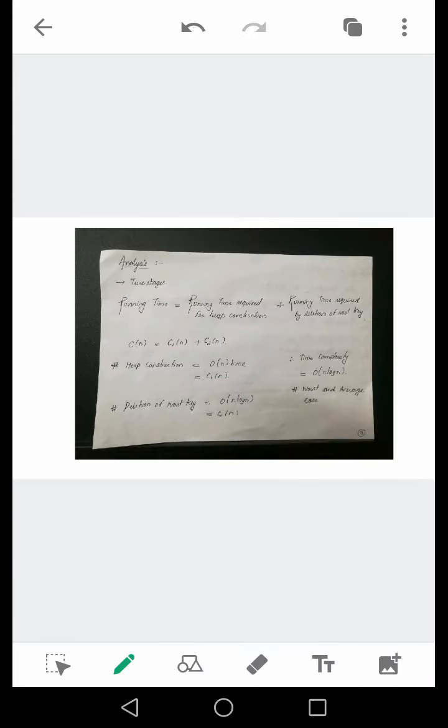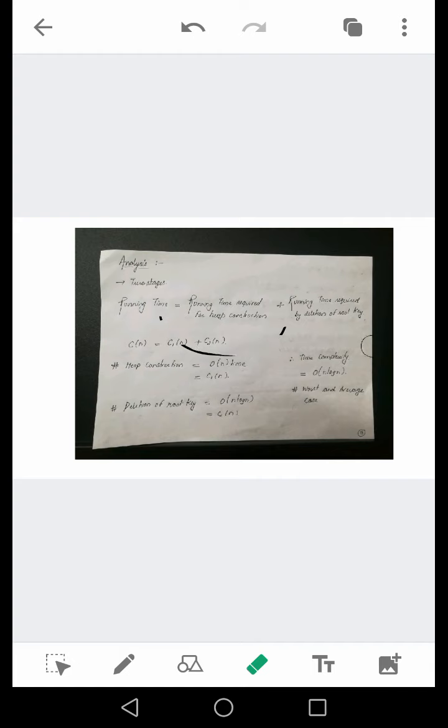Now we'll see the analysis. Here this algorithm is basically working in two steps. So the running time for the heap sort is the summation of the running time required by the heap construction, as well as the running time required for the deletion of the root node. So mathematically we can represent the running time for the heap sort.